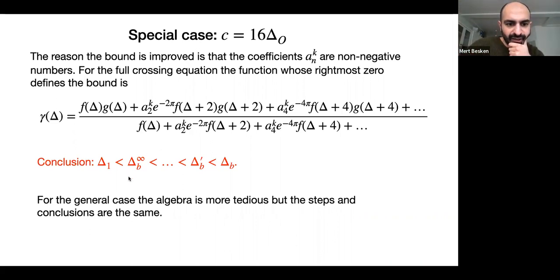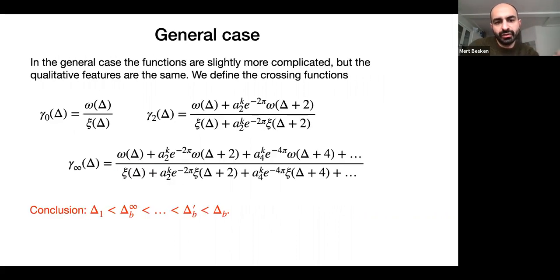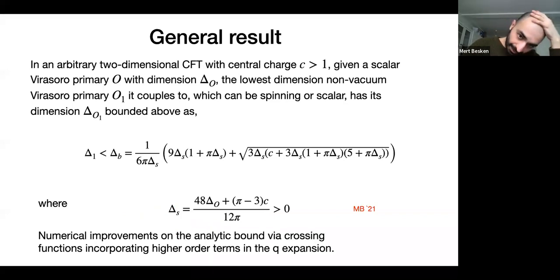So this was all for the special case, c equals 16 Δ_O. For the general case, the algebra is more tedious, but the steps and conclusions are the same. You define these new functions here, and again, I'm going to flash the general result. I'll read it in words. In an arbitrary two-dimensional CFT with central charge c greater than 1, given a scalar Virasoro primary O with dimension Δ_O, which was our external operator, the lowest dimension non-vacuum Virasoro primary O1 it couples to, which can be actually spinning or scalar, has its dimension bounded above like this. So that is the result.